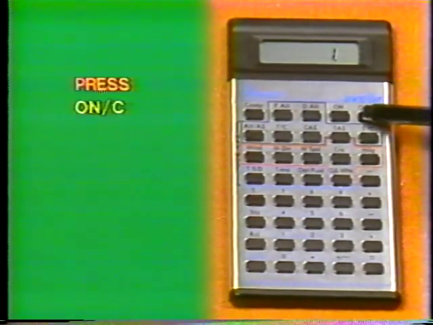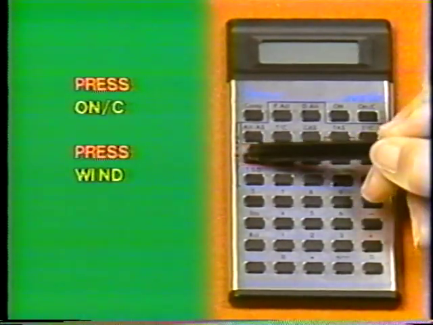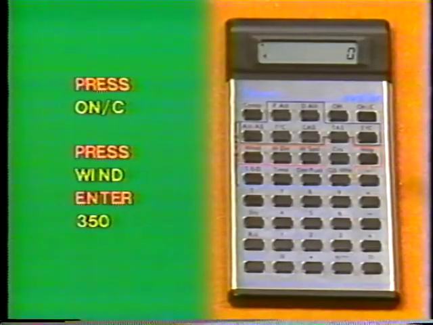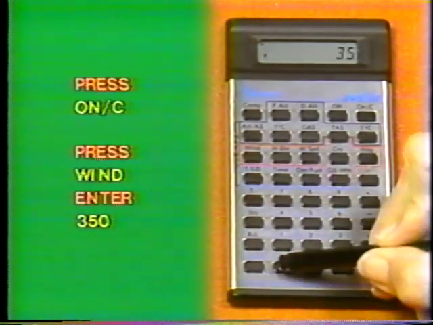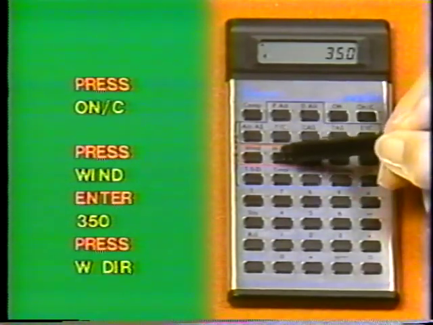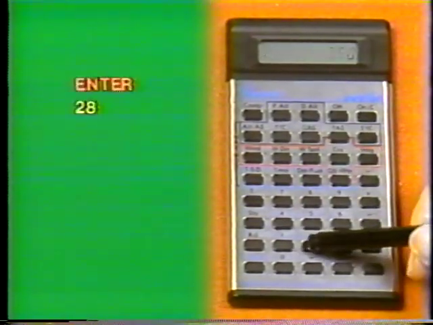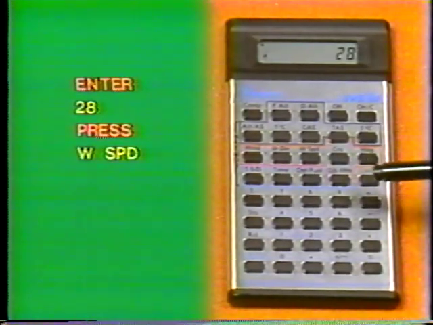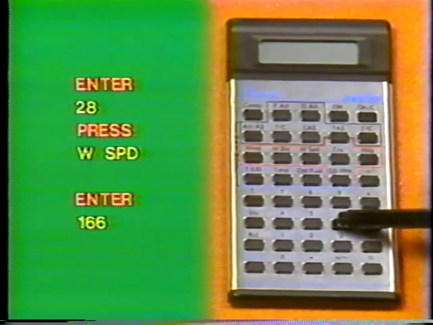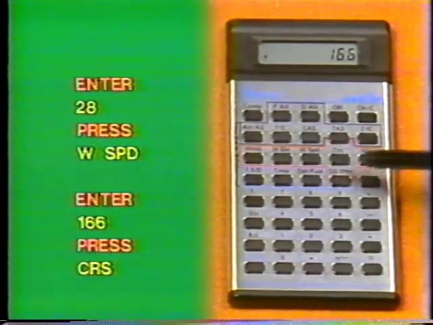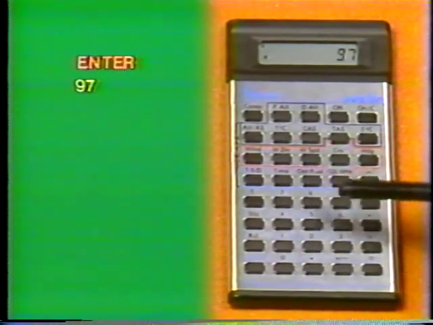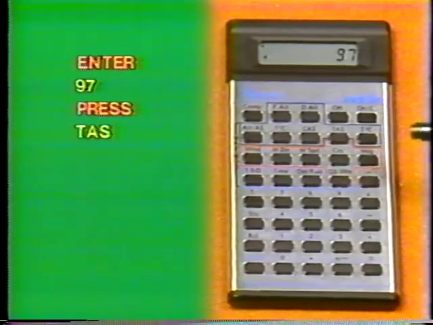To solve this problem, clear the computer and press the wind mode key. The B in the left display verifies the computer is in the wind mode. So enter a wind direction of 350 degrees, then press the wind direction key. Enter the wind speed of 28 knots and press the wind speed key. Then enter the true course of 166 degrees and press the course key. True airspeed of 97 knots is entered and the true airspeed key pressed.